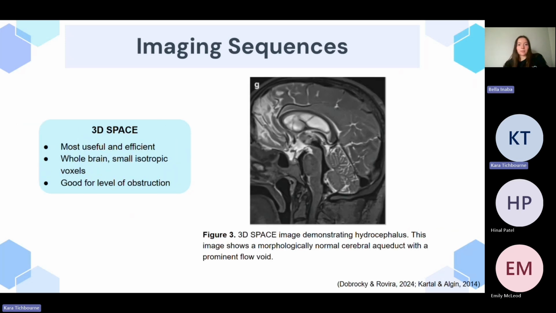3D SPACE is considered the most useful for hydrocephalus because it provides high-resolution imaging of the whole brain using small isotropic voxels. This means that the images can be reformatted in different planes without losing much detail. It is especially helpful for identifying the level of obstruction and assessing CSF pathways. In this image, the CSF appears bright, which helps outline the ventricles, the aqueduct, and also the fourth ventricle. The cerebral aqueduct looks morphologically normal, meaning that it does not appear narrowed or blocked structurally. The dark signal within the aqueduct is a prominent flow void, again, which represents CSF movement through the aqueduct.